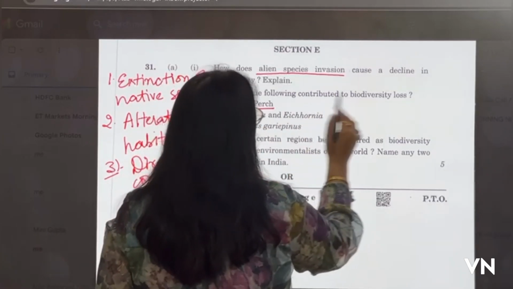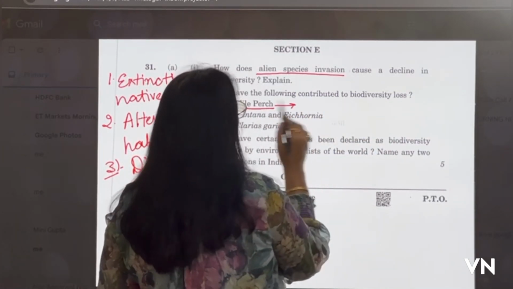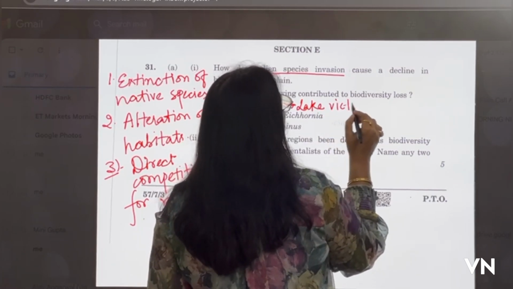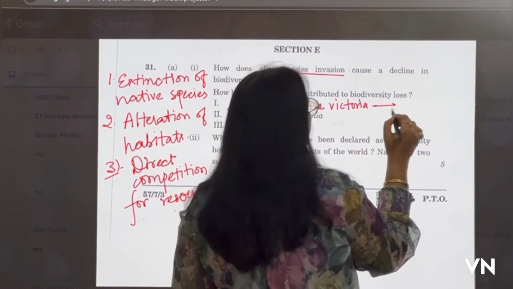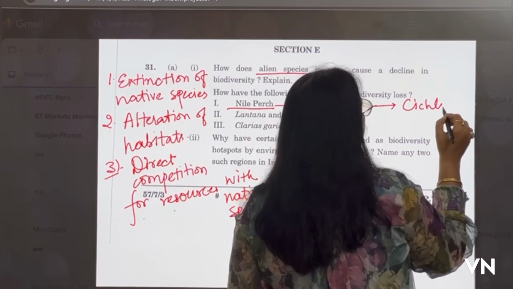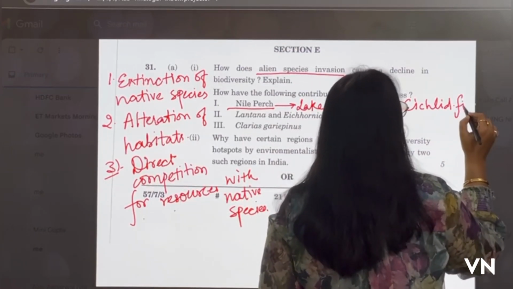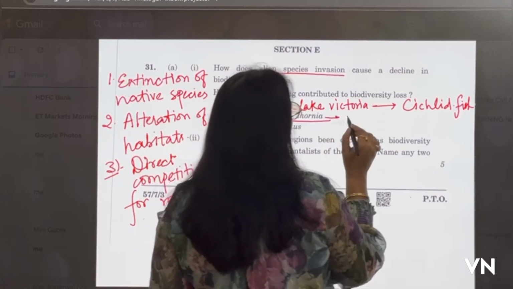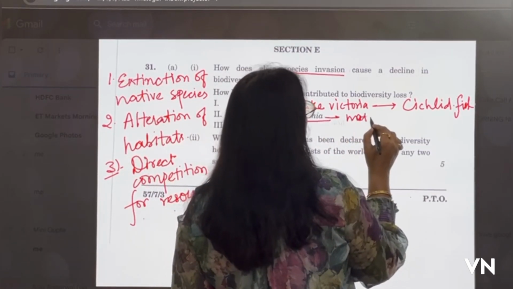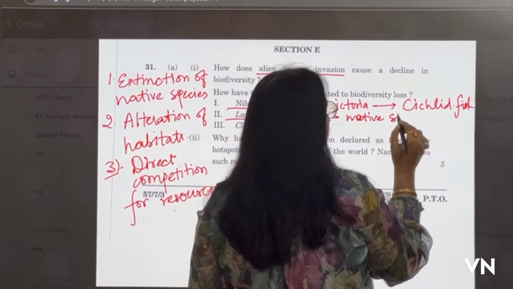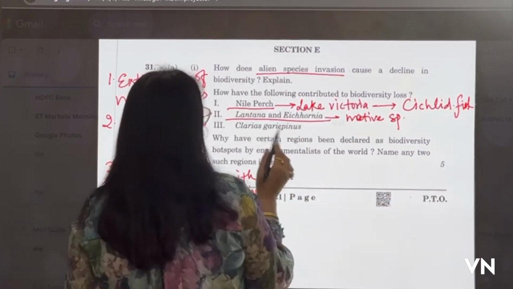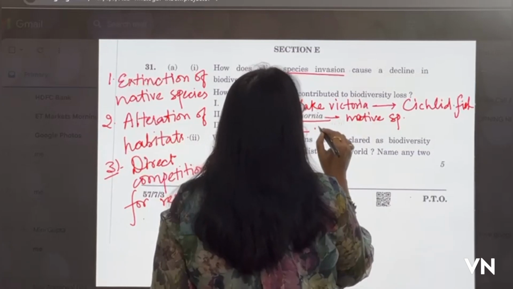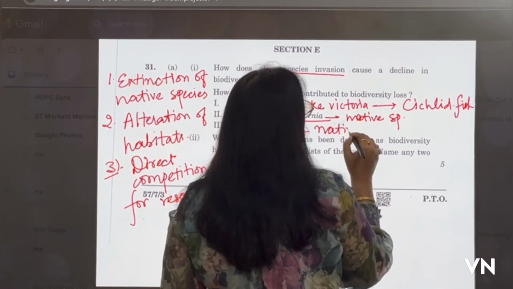How have the following contributed to biodiversity loss? Nile perch introduced in Lake Victoria poses a threat to cichlid fish. Lantana camara poses a threat to native species, whether they are plant species or animal species. Clarias gariepinus poses a threat to native catfish.